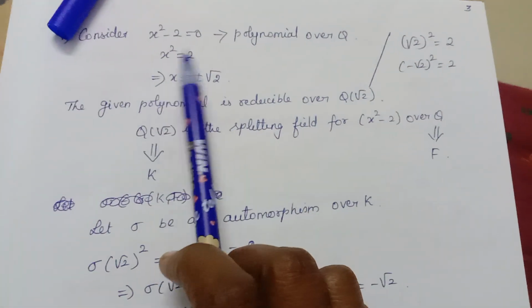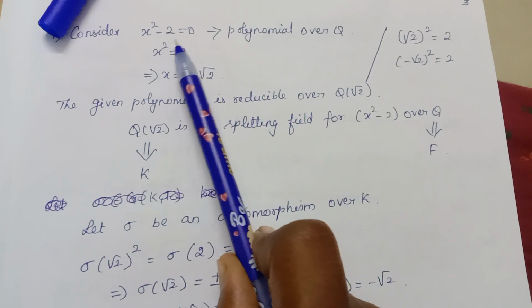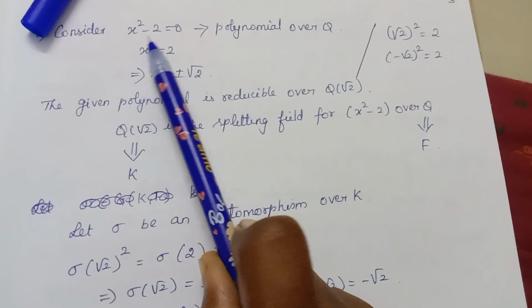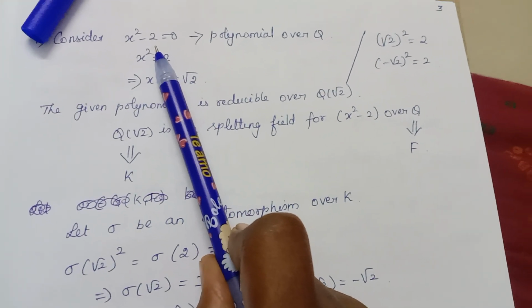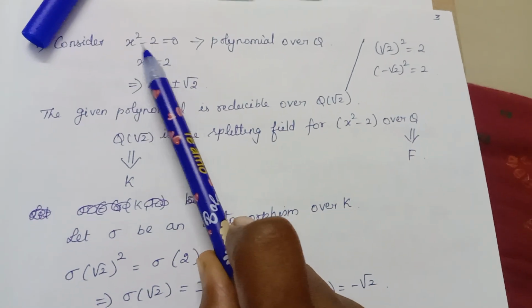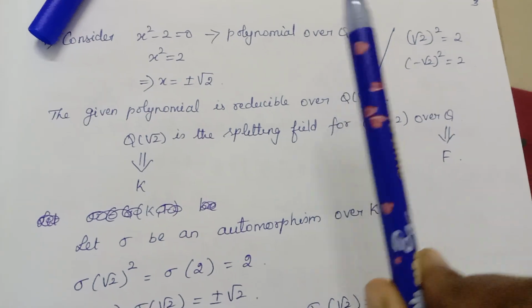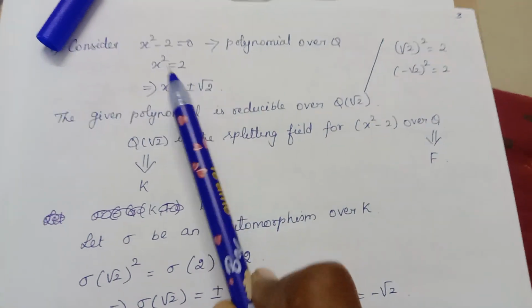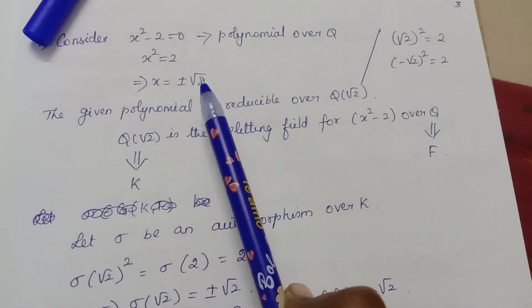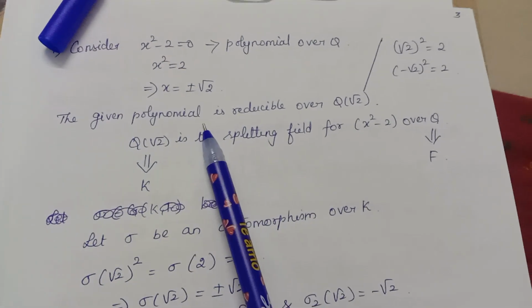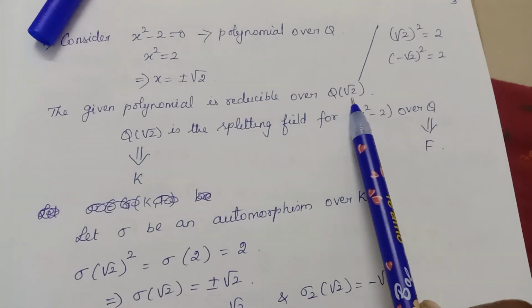First one, let us consider the simplest polynomial x squared minus 2 equals 0. This is a polynomial over the field of rational numbers, because the coefficients are rational numbers, so this is considered as a polynomial over Q. Now you see x squared equals 2, so x equals plus or minus root 2. So this given polynomial is reducible over Q(root 2).